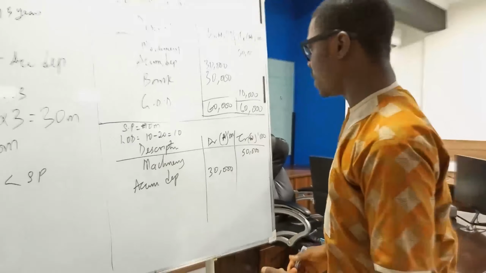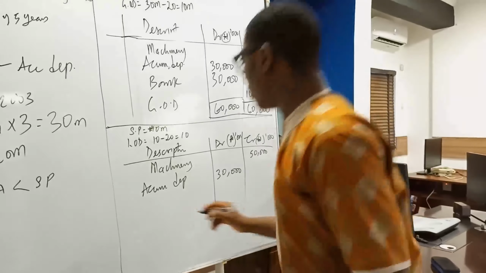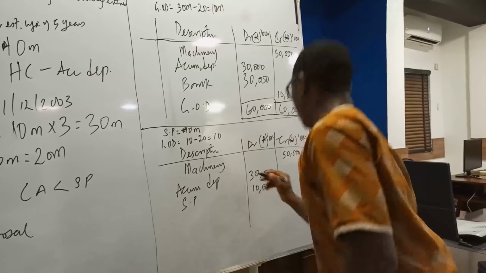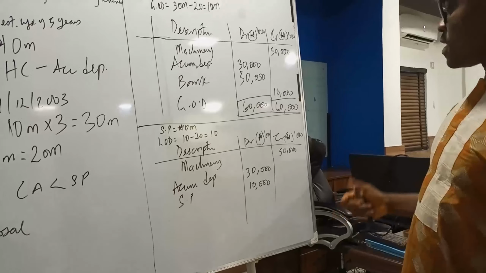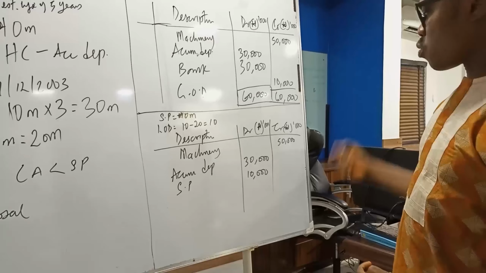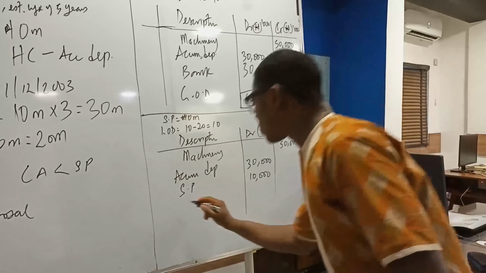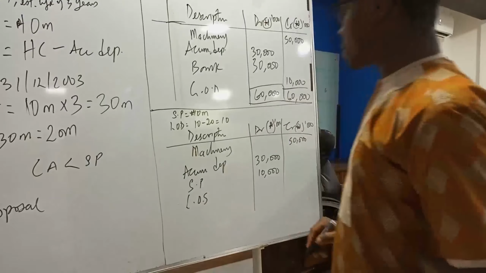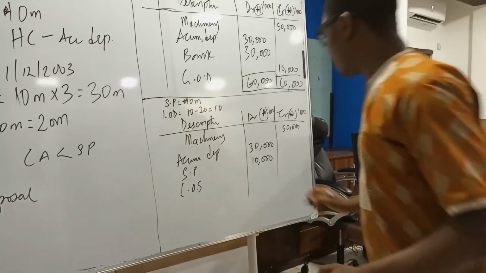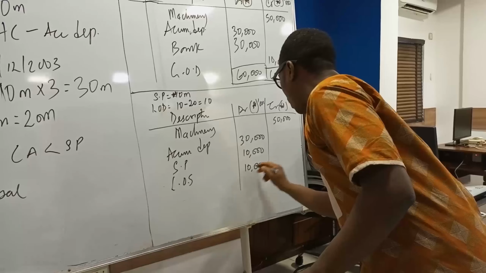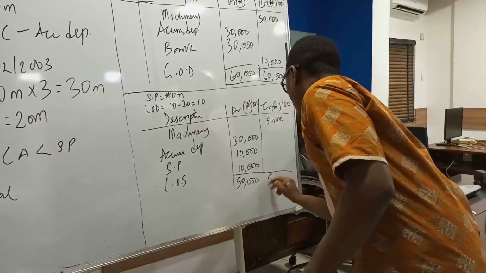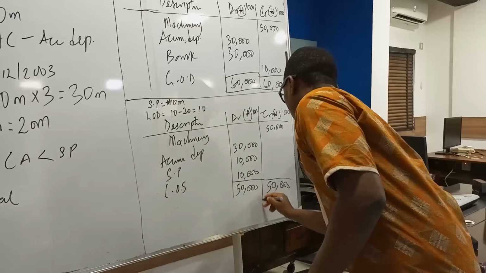The sales proceed is 10 million naira. Because it is a loss on disposal, gain will be credited while loss on disposal will be debited. Because it is a loss on disposal, what do we do? We will debit loss on disposal to our statement of profit or loss and other comprehensive income, and that gives us 50 million.